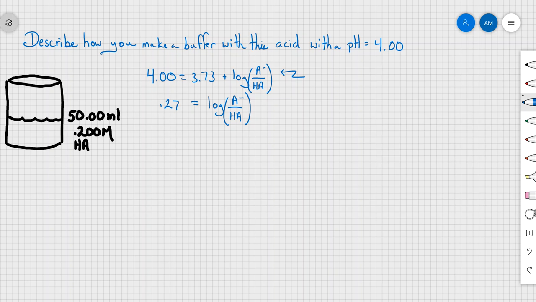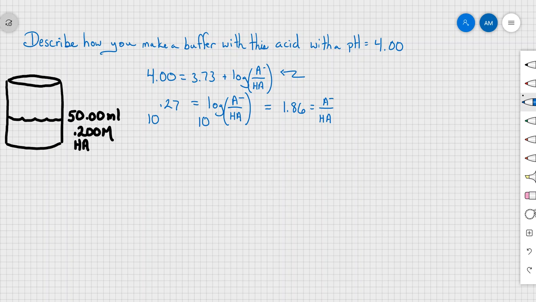You do 10 to the x on both sides, and what you get is this ratio of 1.86 equals the ratio of A minus to HA. So what it's saying to us is we need more base than acid. Okay, so how do you go about that?